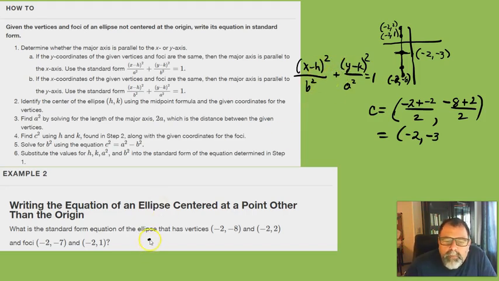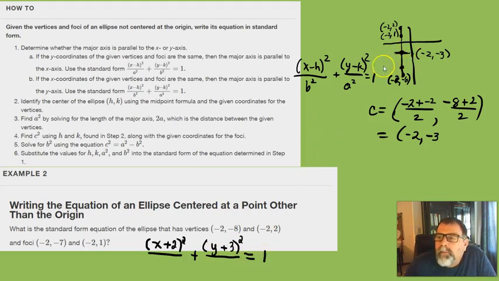So now, my equation is going to be x minus -2, so that's plus 2, over b squared, which we'll figure out in a minute. And then y minus -3 would be plus 3 squared over a squared equals 1. So a squared, remember, a is the distance from the center to a vertex. So how far is it from -3 to -8? Well, that's going to be 5 units. So 5 squared is 25.